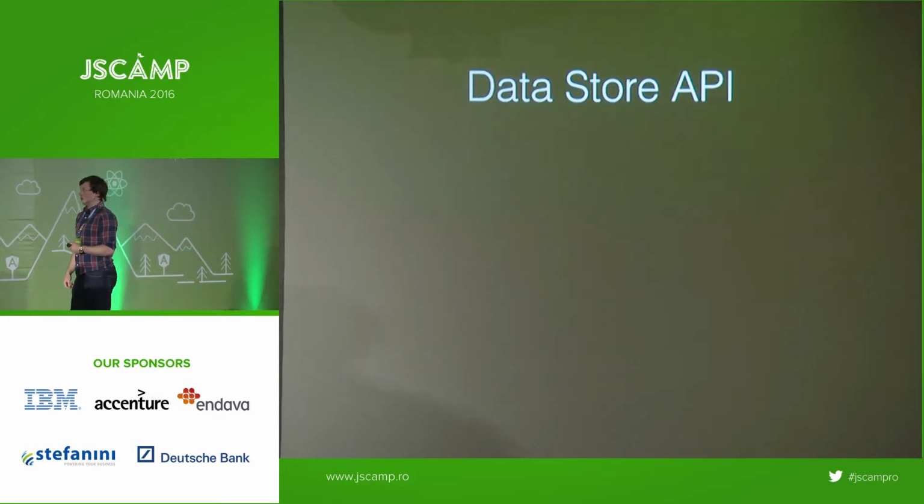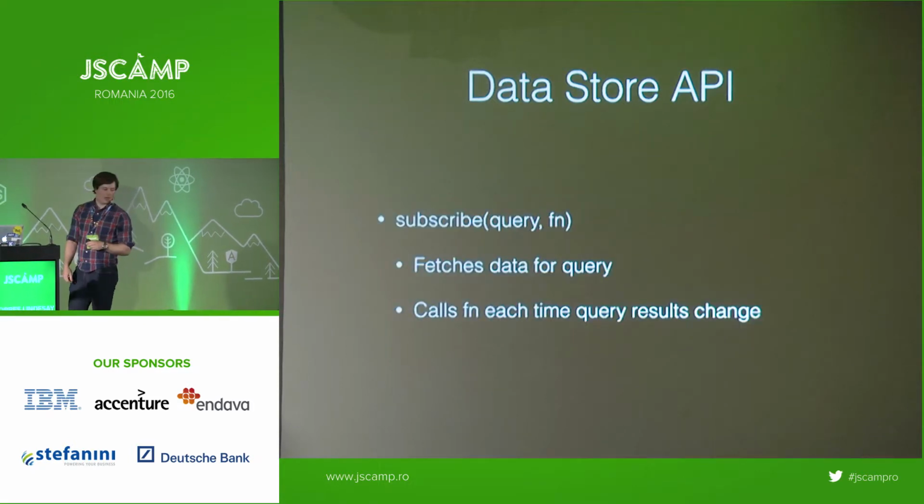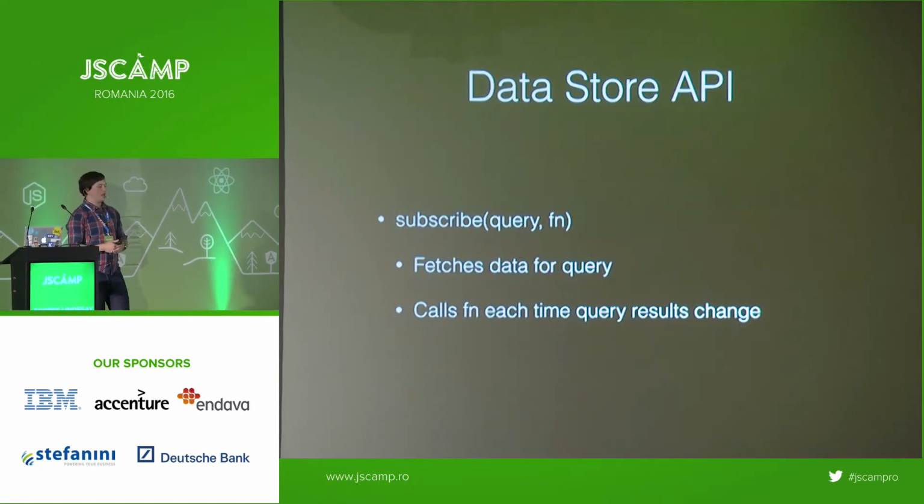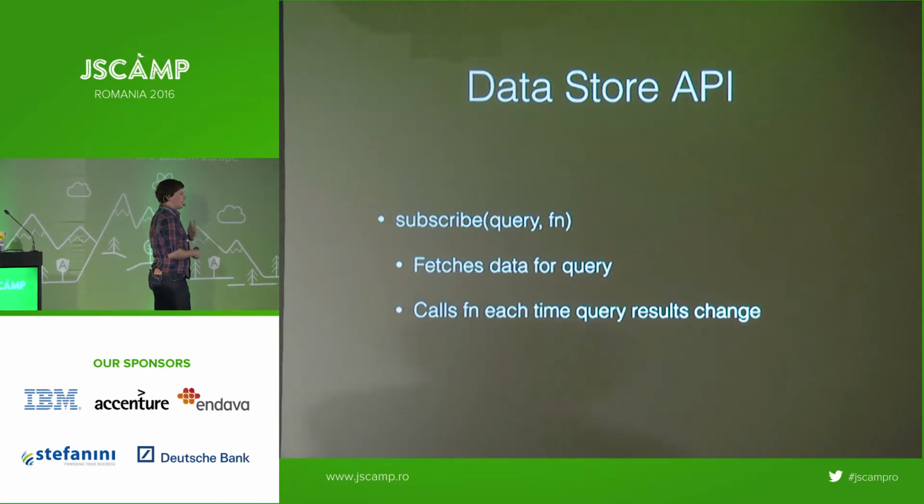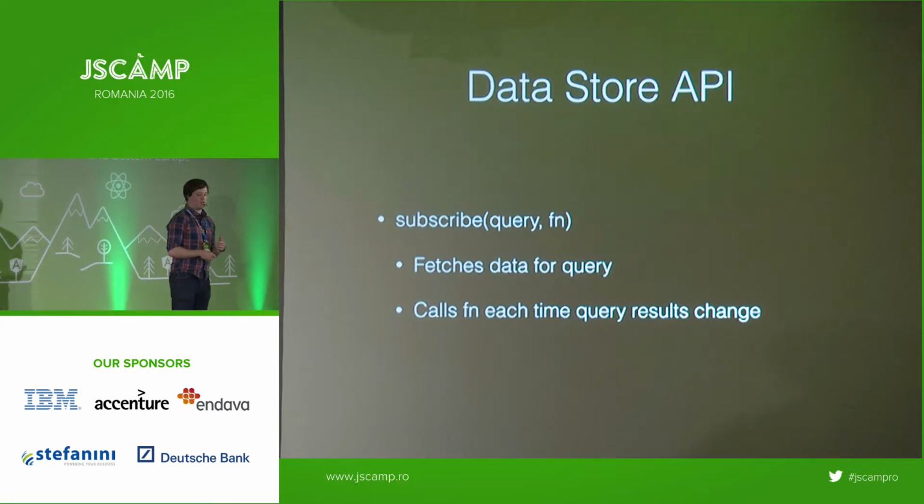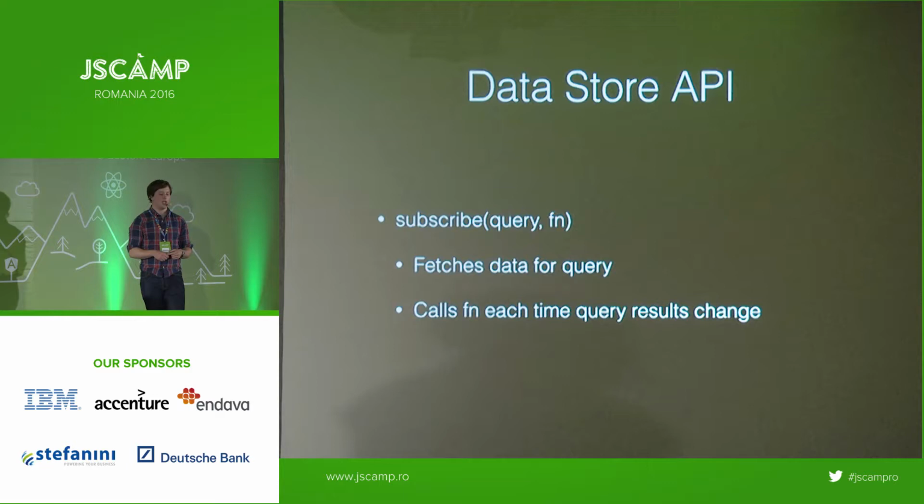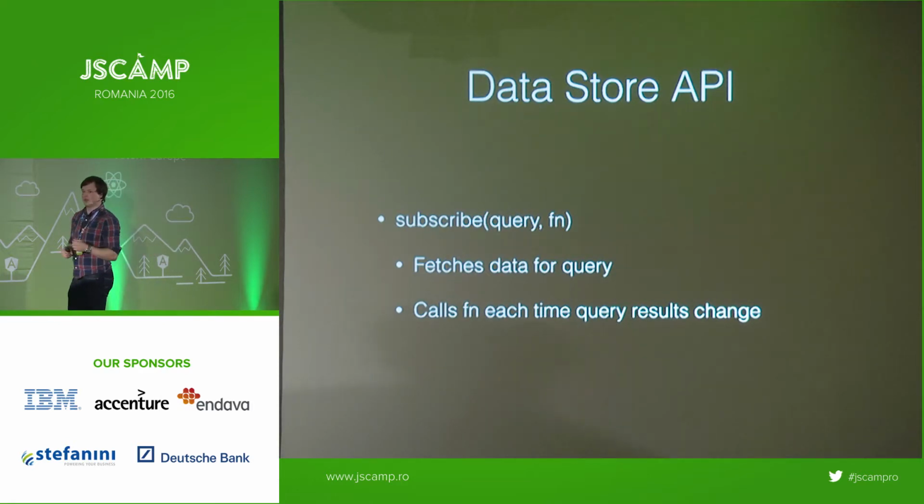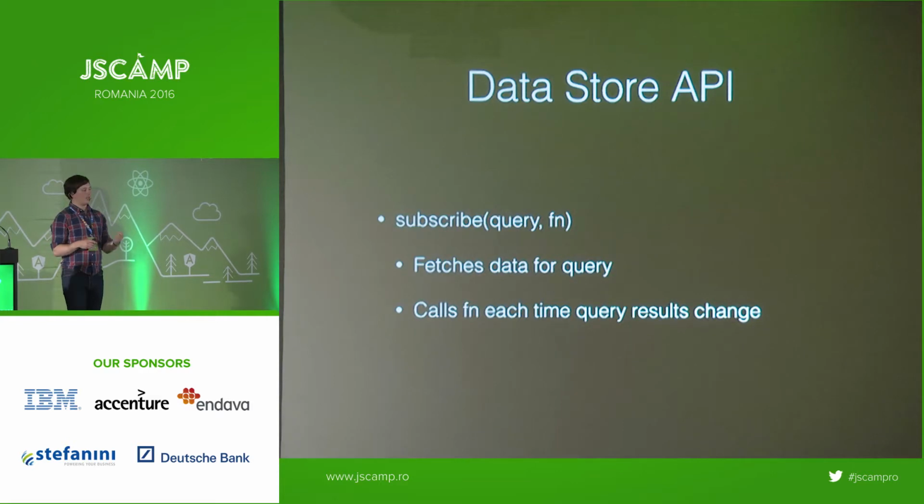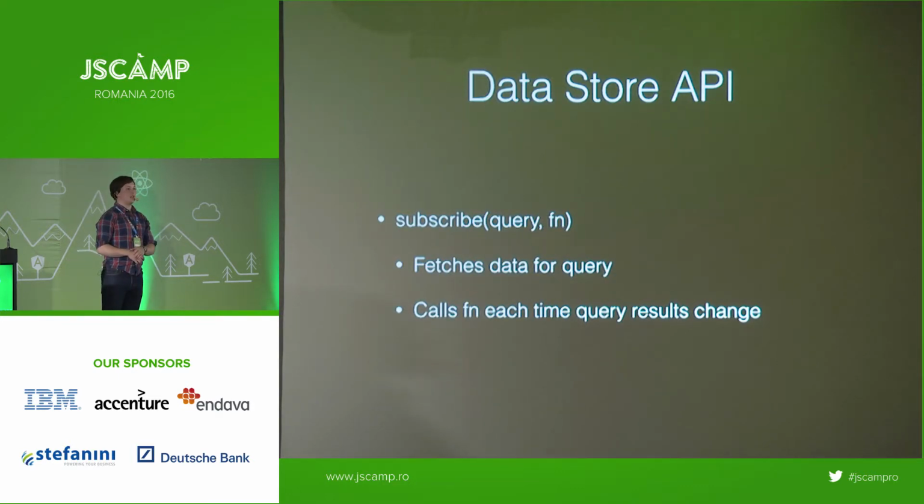So I've introduced this new concept called a Datastore. The API of the Datastore looks something like this. It has a method to subscribe to a given query, and that method takes a query and a function, and it will call that function every time the results of that query change. So it'll call that function straight away, even if there's no data loaded, to just say there's no data yet. And then it'll call it again once the data has loaded, to say it's loaded now, here is the data. And then it will call it again any time that data changes, any time the local cache of that data changes.